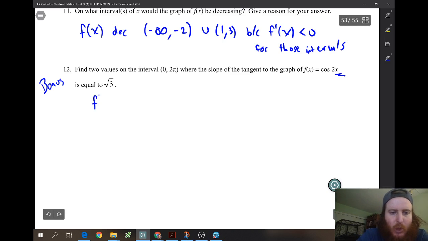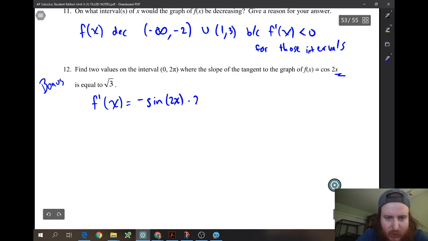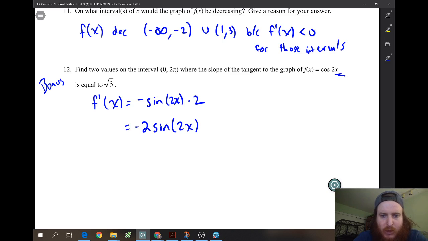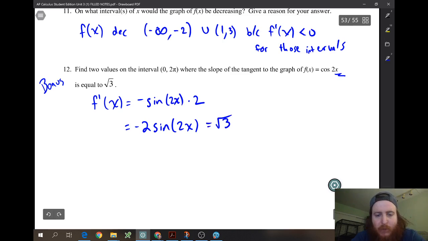So we do need to be able to take the derivative. The derivative of cosine is negative sine of 2x and then times 2. So the derivative is -2 sine of 2x. And they're saying find two values on the interval where the slope of that tangent line is equal to square root of 3. Okay? So we want to set this equal to square root of 3. So we're going to divide by -2. We're going to get sine of 2x is equal to the square root of 3 over 2.